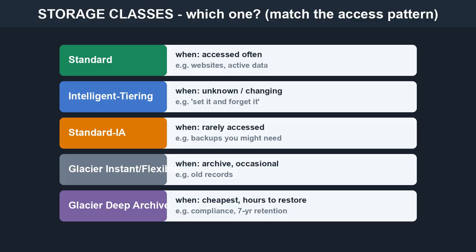Not all data is equal, and paying full price for files nobody touches is wasted money. That's what storage classes are for. Standard is for data you access often. Intelligent-Tiering automatically moves objects between tiers when your access pattern is unknown, set it and forget it. Standard infrequent access is for backups you rarely read. And Glacier, in its instant, flexible, and deep archive flavors, is dirt cheap for long-term archives you almost never touch. Match the class to how often you actually read the data.